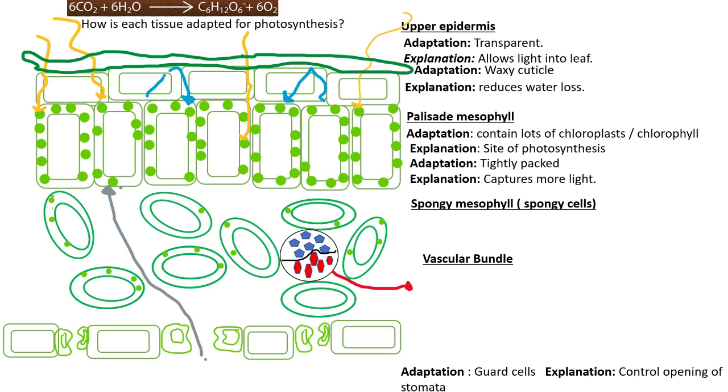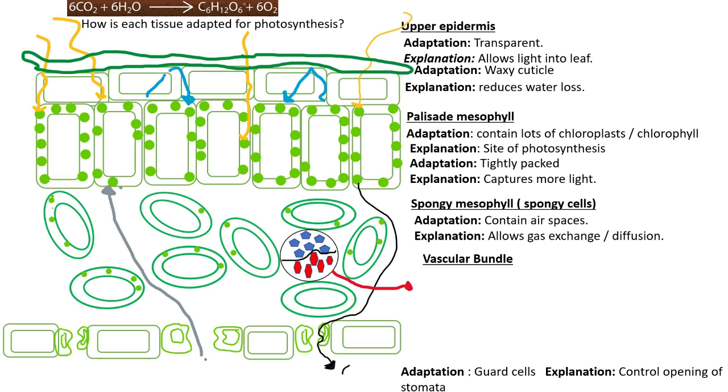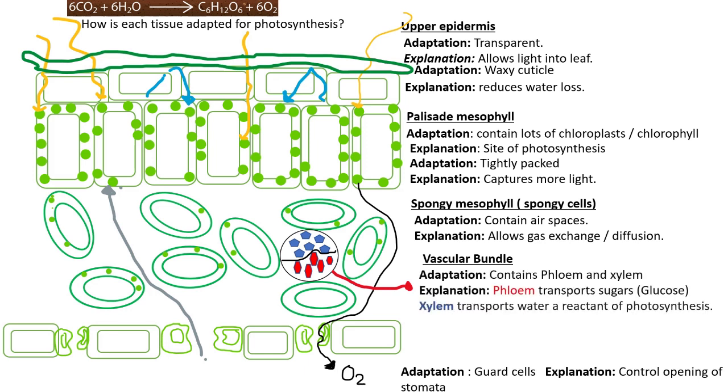So what's the adaptation for spongy cells? Well, spongy cells contain air spaces, which allows for gas exchange. Gas exchange involves the diffusion of carbon dioxide in, shown by the grey arrow, and oxygen out, shown by the black arrow. Right, next, we have the vascular bundle, also found in that middle part of the leaf.